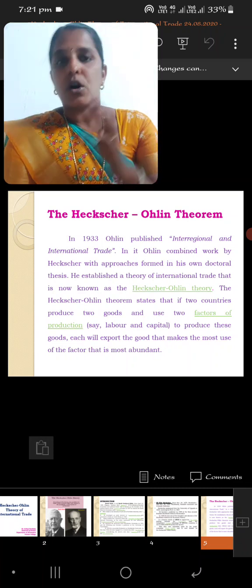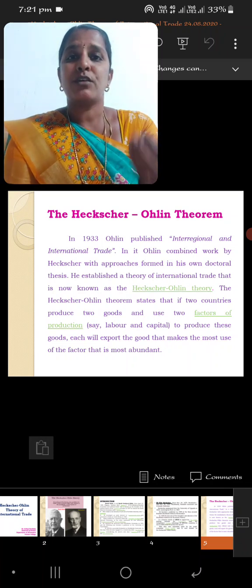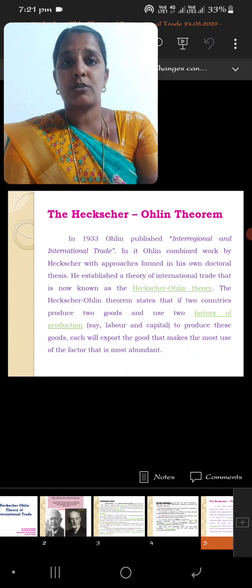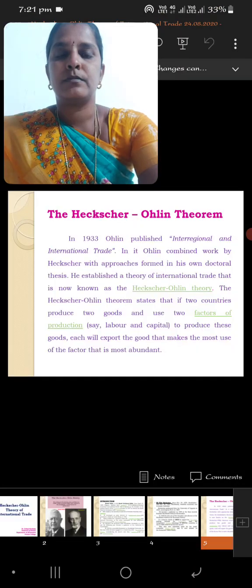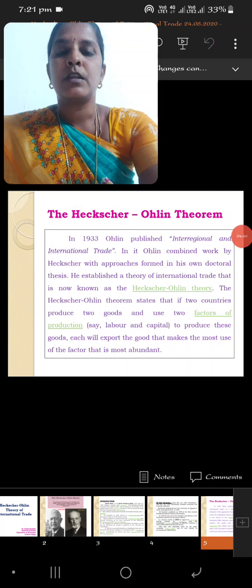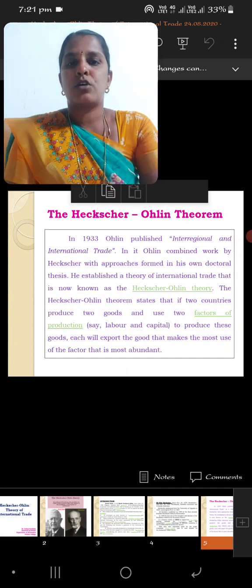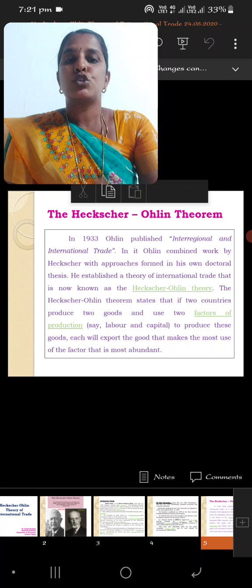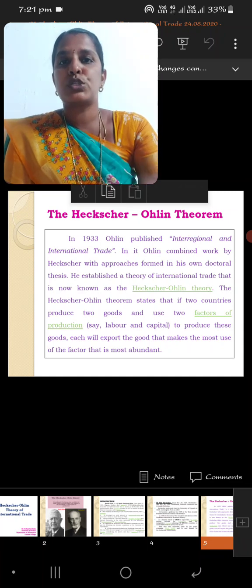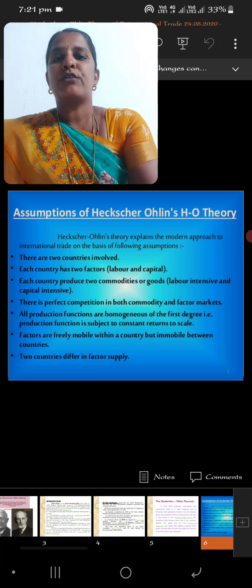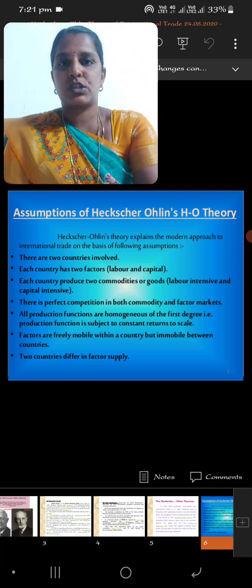If we have taken Australia and England, whichever factor is abundant in the particular country, that factor alone we are using. So according to that, two factors of production, that is labor and capital. To produce these goods, each country will export the goods that make the most use of the factor that is most abundant.